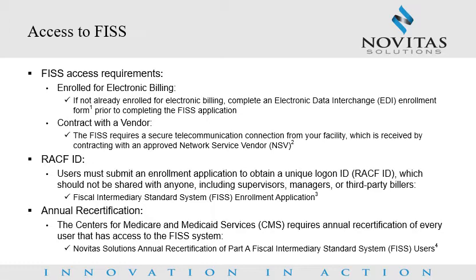A vendor is needed because the FISS requires a secure telecommunication connection from your facility. Once you are enrolled for electronic billing and have contracted with a vendor, you may submit the FISS enrollment application to obtain your RACF ID. Please note that the RACF ID is unique to you and should not be shared or used by anyone other than you. This includes supervisors, managers, or third-party billers. RACF IDs that are shared will be deleted immediately, so please keep that in mind.